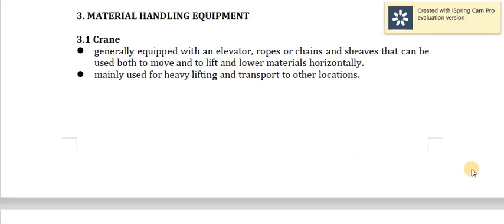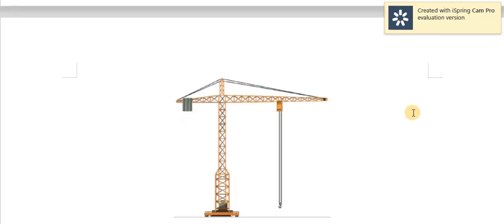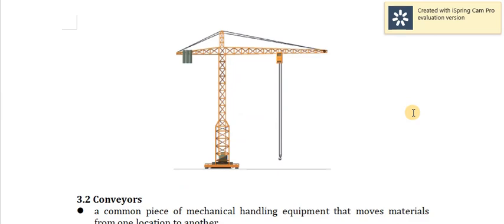Next, we have number 3, material handling equipment. First, we have the crane. This is very popular. It is generally equipped with an elevator, ropes or chains, and sheaves that can be used both to lift and lower materials and move them horizontally. This is mainly used for heavy lifting and transport of materials to other locations. Alright, so this is an example of a crane.